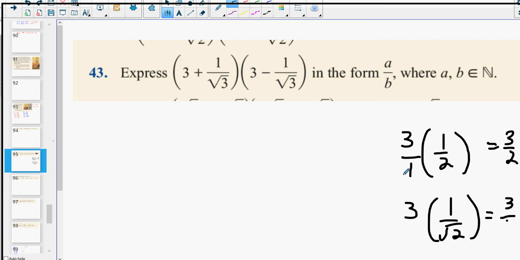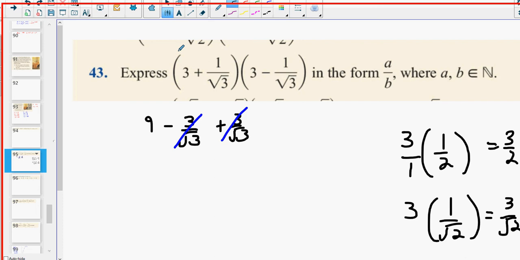Now, in the same way, 3 times 3, 9. 3 times 1 over root 3? Yeah, 3 over root 3, I'll accept that. 1 over root 3 times 3? They're the same thing, aren't they? And they're opposites, so they cancel.